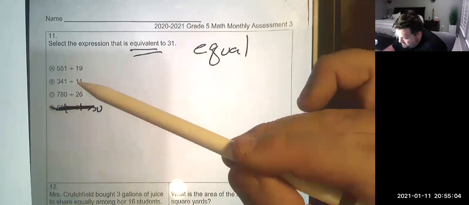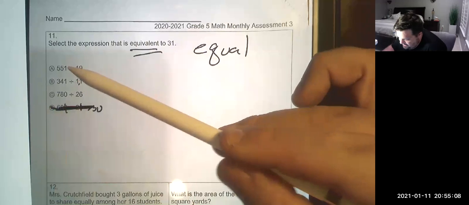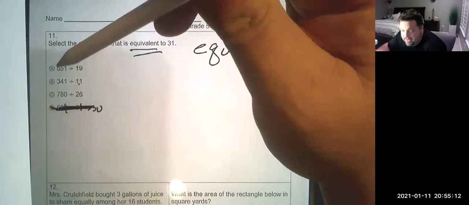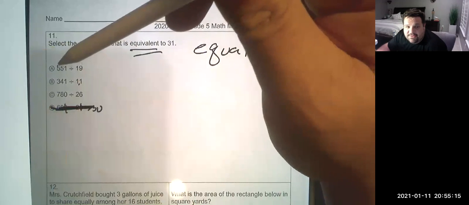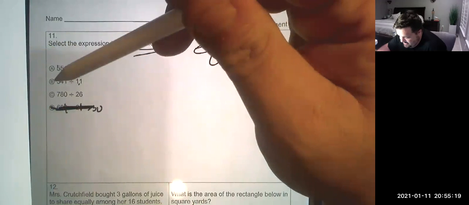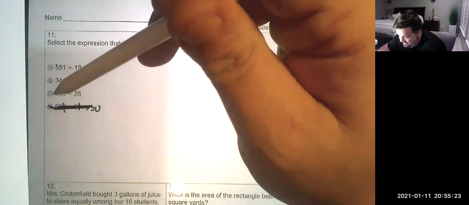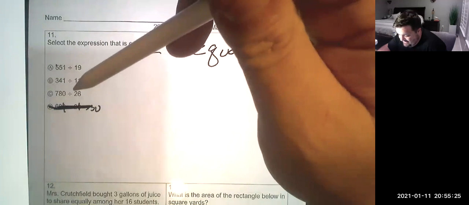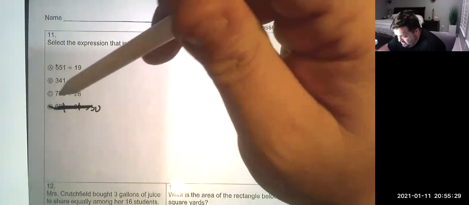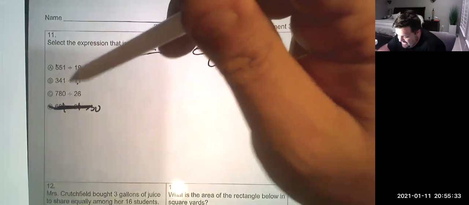So which one of those, when I look in here, this 10 right here, this 10 going into this 500 is going to probably get me an answer like in the 50s, right? This 1 going into this 300 is going to get me an answer in the 30s. And this 2 going into this 700 is going to get me something like in the 30s or the 3s, right? It goes in 2, goes into 7 like 3 times. So that could be it. So I'm pretty sure A is not the answer.